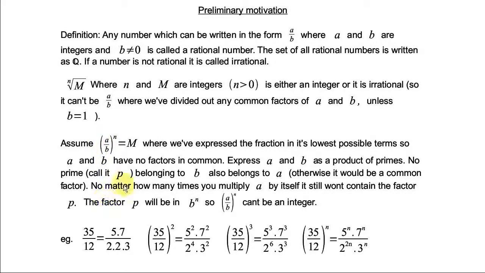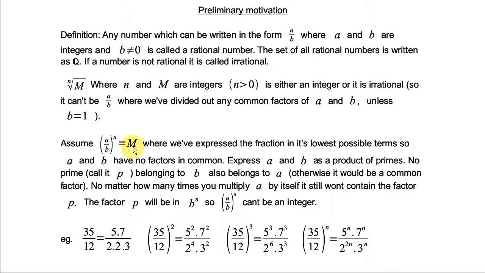Now, what you've done is express it like that and taken out any common factors between a and b. The next thing to do is to express a and b as a product of prime numbers, and you'll note that if there's some prime factor, let's call it p, belonging to b, then it can't also belong to a, because if it did, you'd better factor that prime factor out. And you'll notice that no matter how many times you multiply a by itself, you'll never be able to take that prime factor out of the numerator, because it's not in a, and it won't be in a times a either. It'll never be in the top.